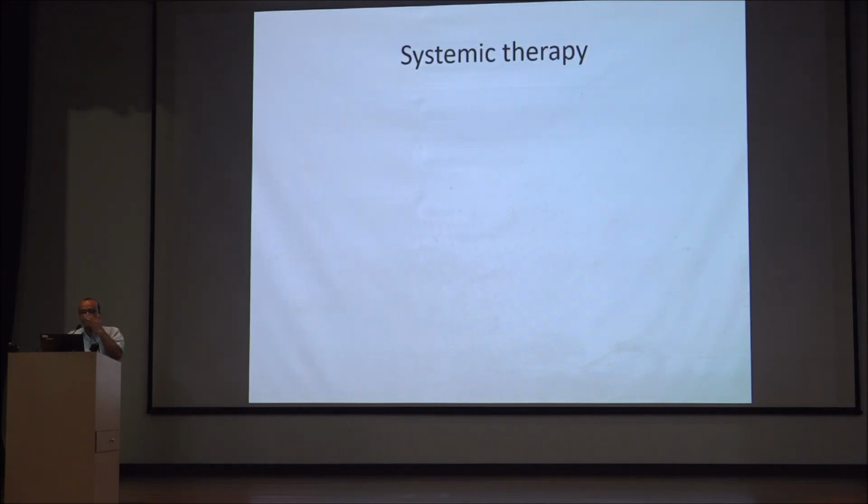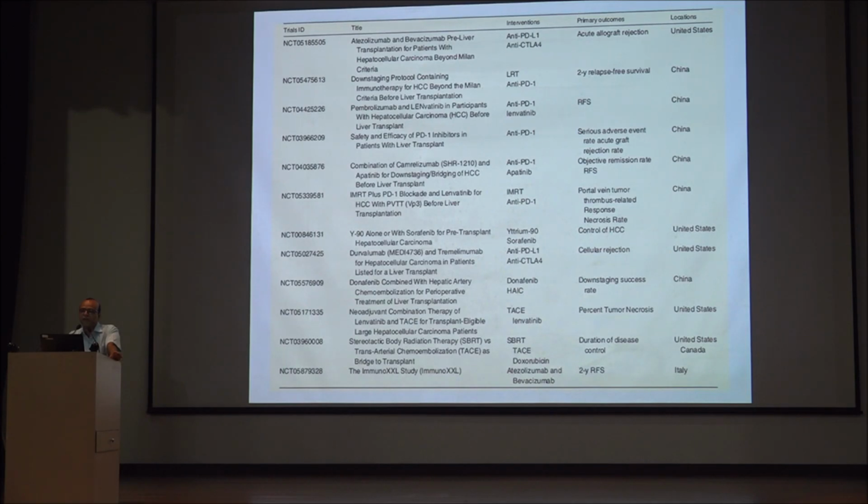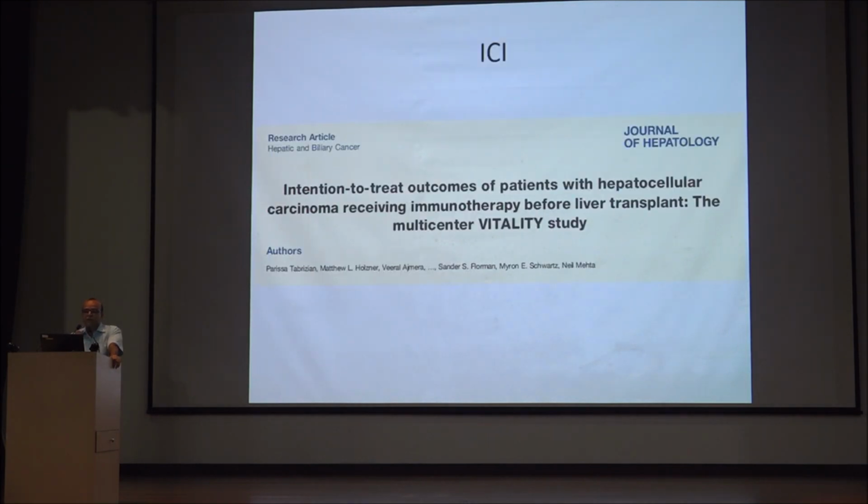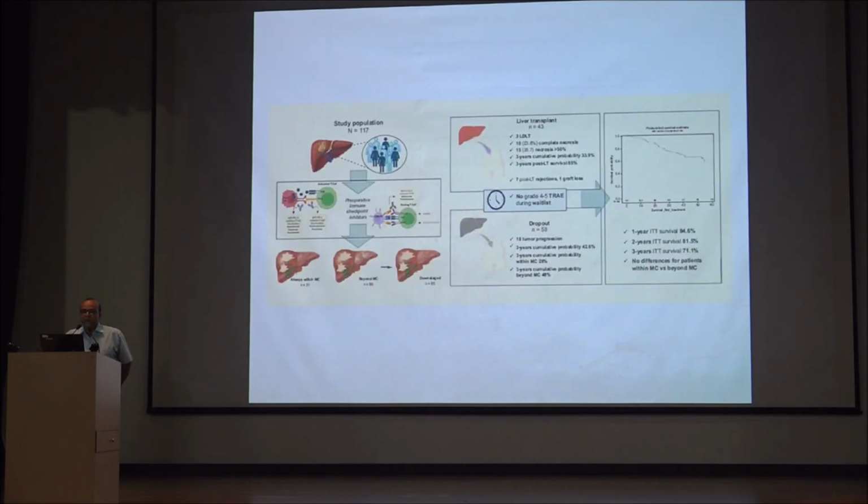So coming to systemic therapy, which is the recent addition in HCC treatment. At present, there are many ongoing trials of systemic therapy in the perioperative setting in liver transplantation. Most of them are from either the United States or China, and one from Italy. This is an important study with a different intention: intention-to-treat outcomes of patients with HCC receiving immunotherapy before liver transplant, the VITALITY study.